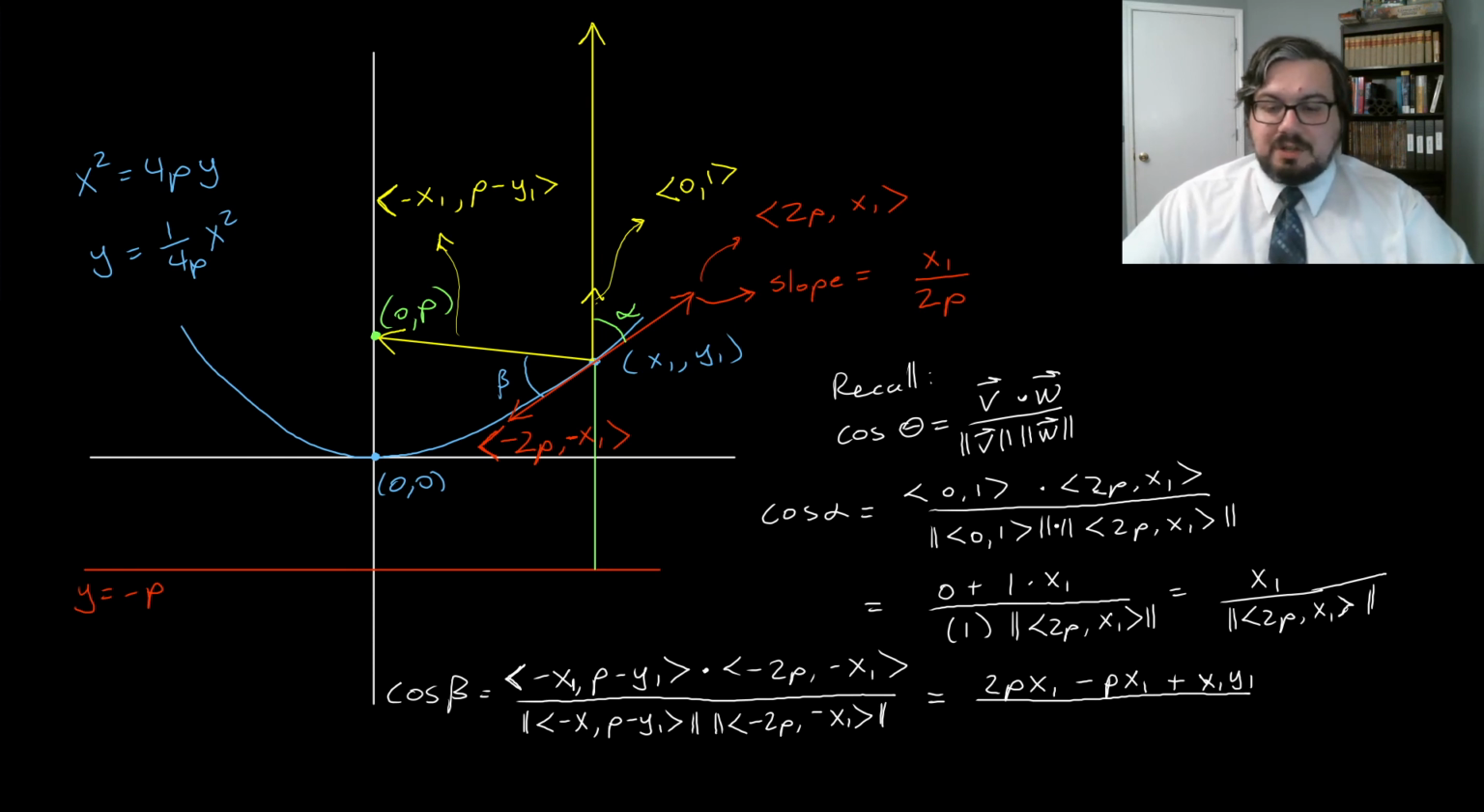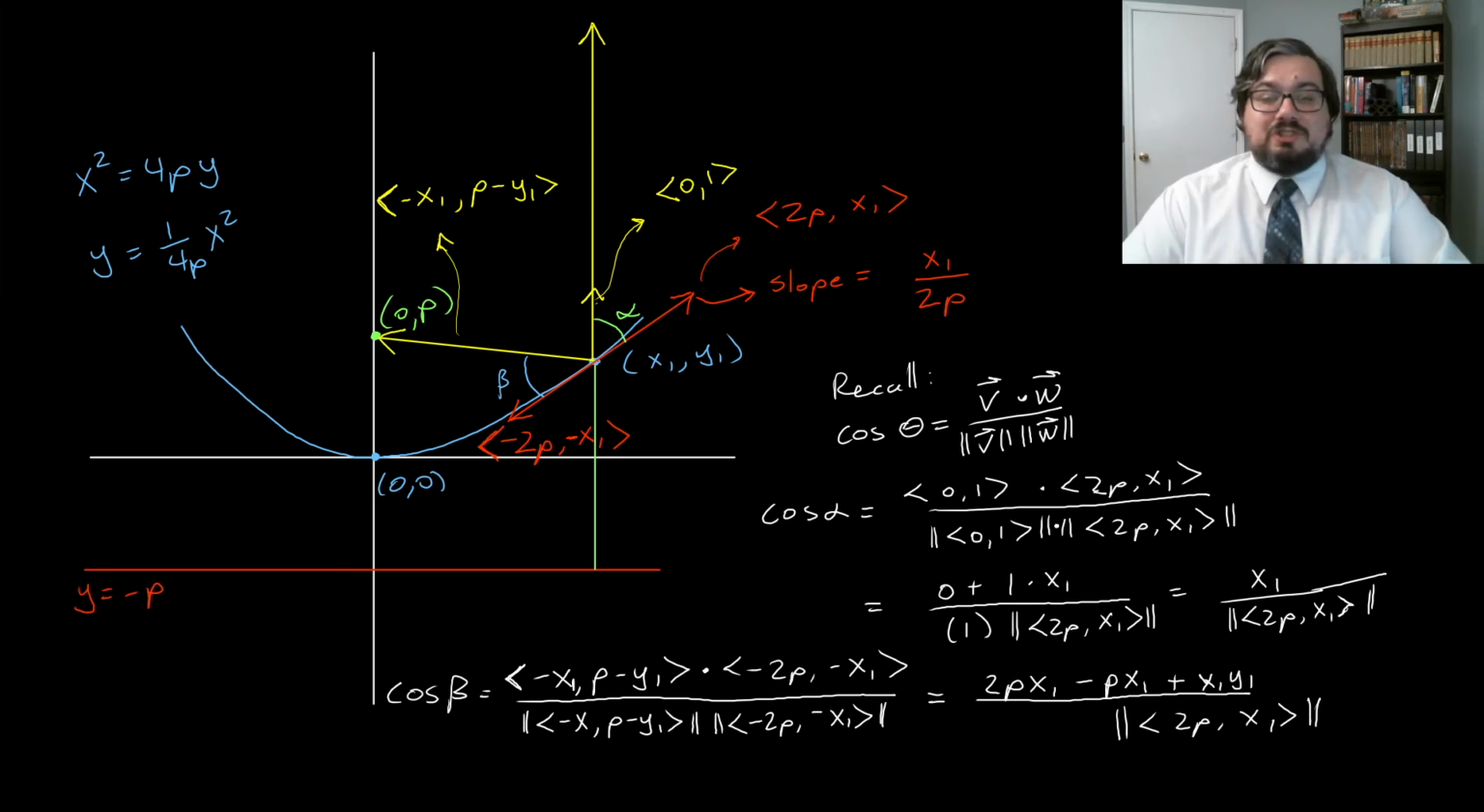The first one is to note that the second term in the denominator, the magnitude of negative 2p, negative x1, is actually the same as the magnitude of the vector 2p, x1. They are vectors equal in magnitude. They're just pointing in different directions. One is just a scalar multiple of the other by -1, which doesn't change its length, doesn't change its magnitude.